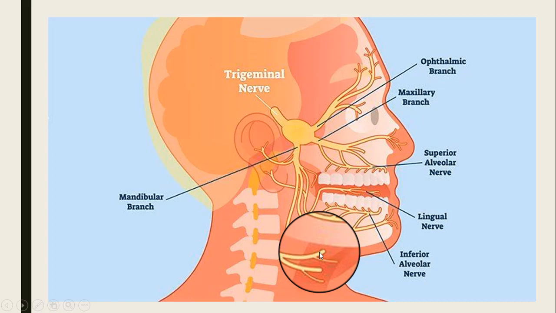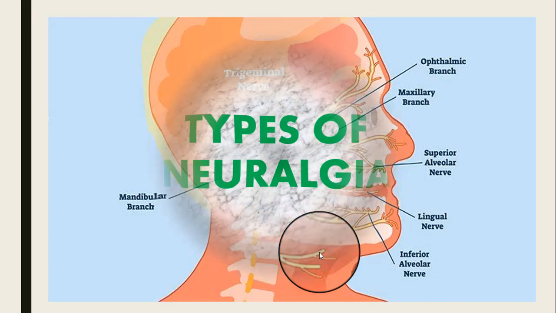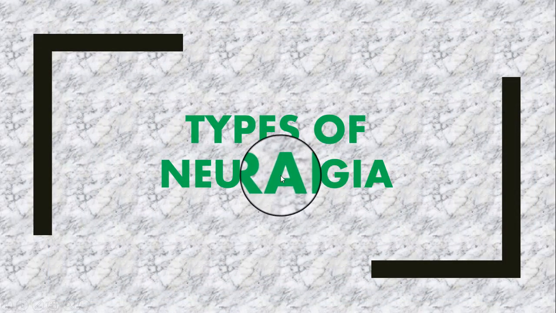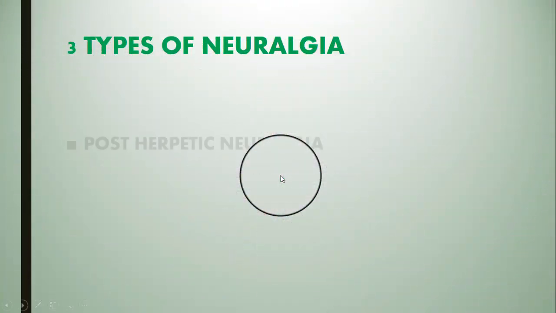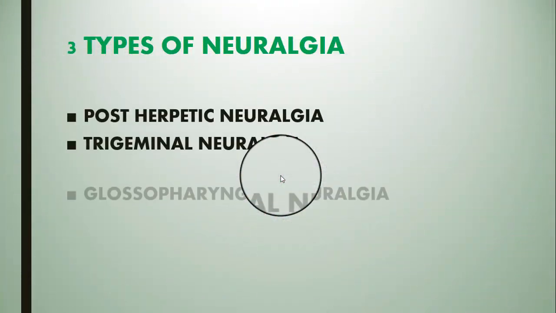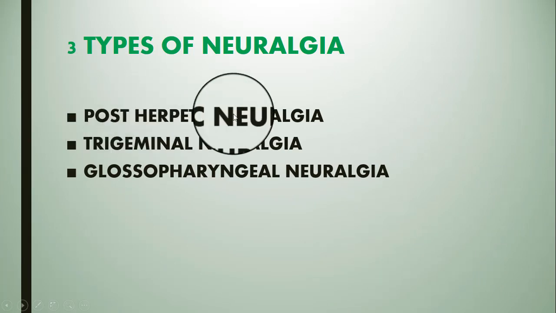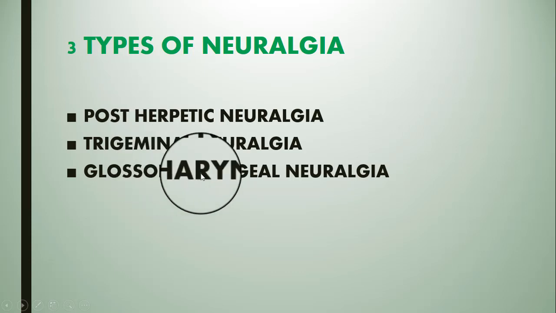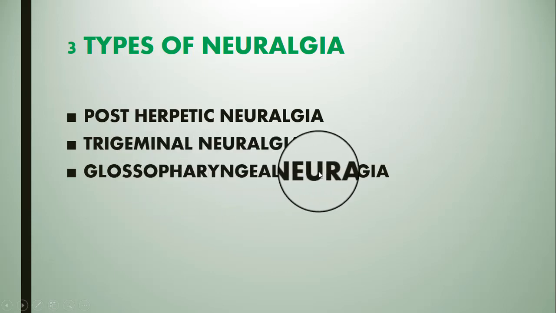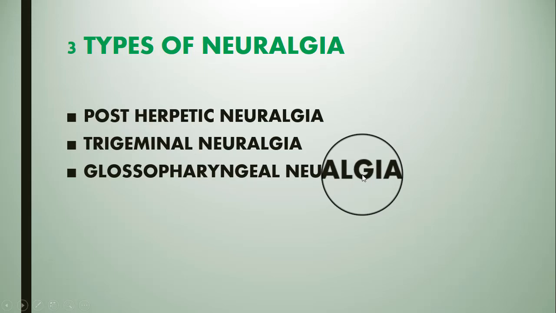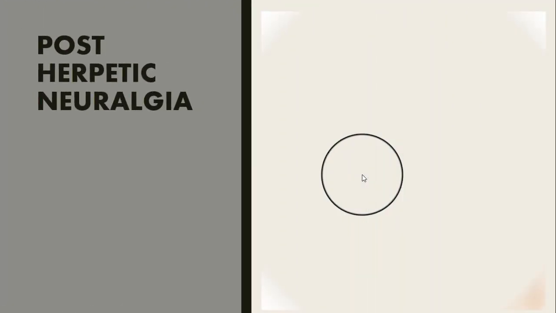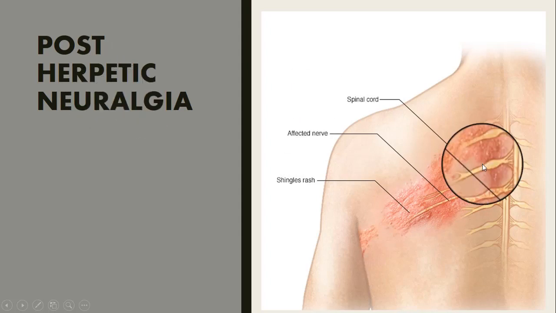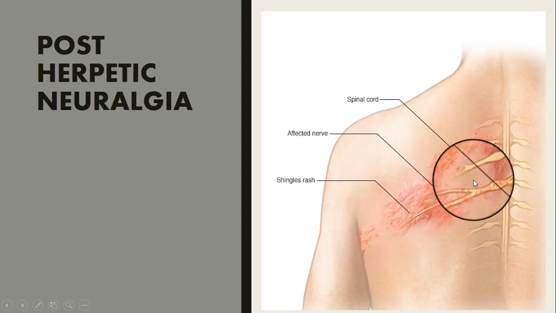Now next we'll discuss the various types of neuralgia. As you can see here on the screen, there are basically three types of neuralgia. First, post-herpetic neuralgia, second, trigeminal neuralgia, and third, glossopharyngeal neuralgia. Now one by one we will talk about them. First of all we will discuss the first type, post-herpetic neuralgia. So what is post-herpetic neuralgia, that we will discuss now.